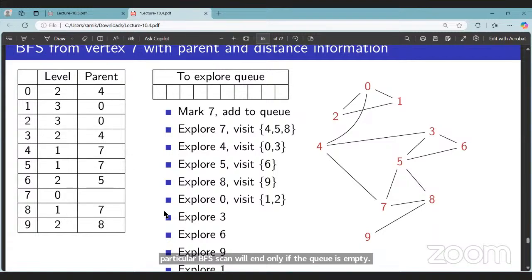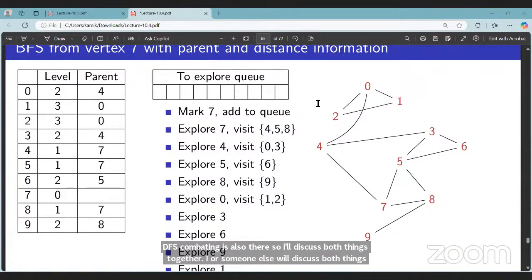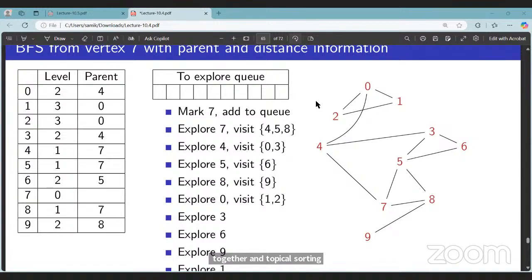Yes, ma'am. Okay, so we will discuss BFS tomorrow, because DFS numbering is also there, so we'll discuss both things together. I or someone else will discuss both things together, and topological sorting. Is that fine for you guys? Ma'am, when are you going to be conducting tomorrow's session? I'll let you know possibly in the morning. I have to discuss with Vishal sir about this. That's all.